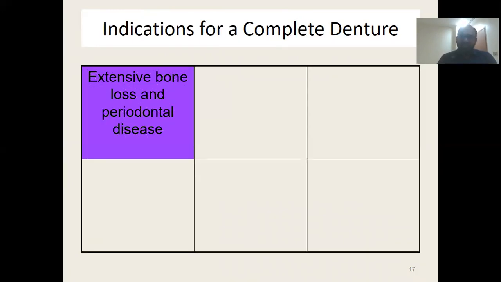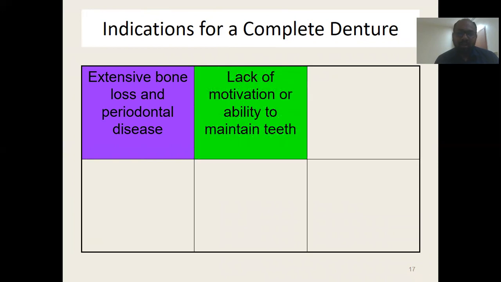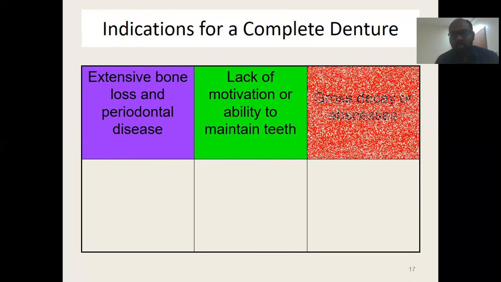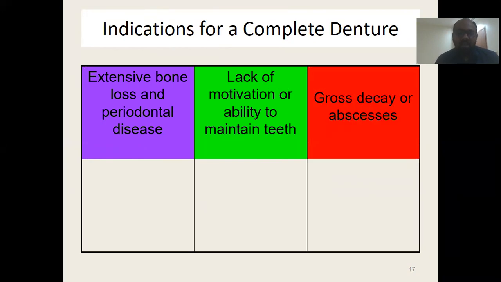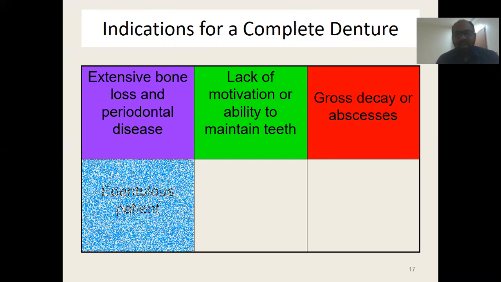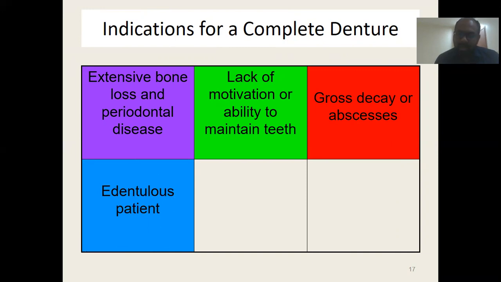So the indications for a complete denture would be extensive bone loss. When the patient has got extensive bone loss because of a periodontal disease, you fabricate a complete denture because the few remaining teeth have got a hopeless prognosis and have been removed, or the patient's ability to maintain the teeth is less, so again you remove them. And with gross decay or extensive periodontal abscess, you extract the remaining teeth and you fabricate a prosthesis.